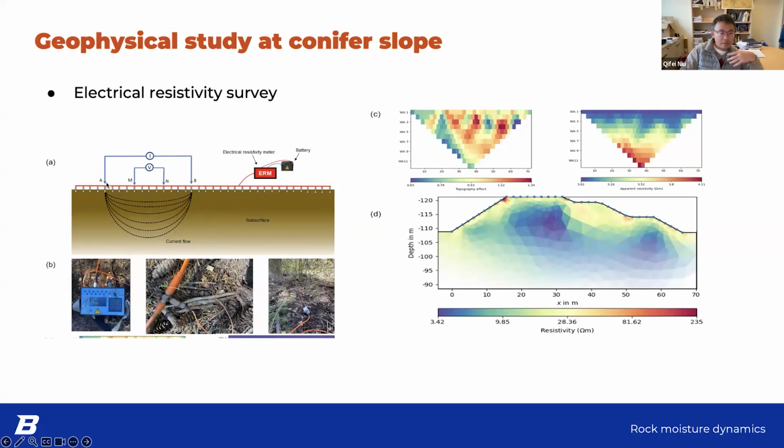You can also change the spacing between A, M, N, and B. If you reduce the spacing, your current cannot go very deep, so you are measuring the shallow subsurface. If you make the distance very large, for example A is here and B is at the end, your current will go very deep and you can sense the deeper ground. Since all the electrodes are connected through a multi-core coaxial cable, you don't need to manually switch them.